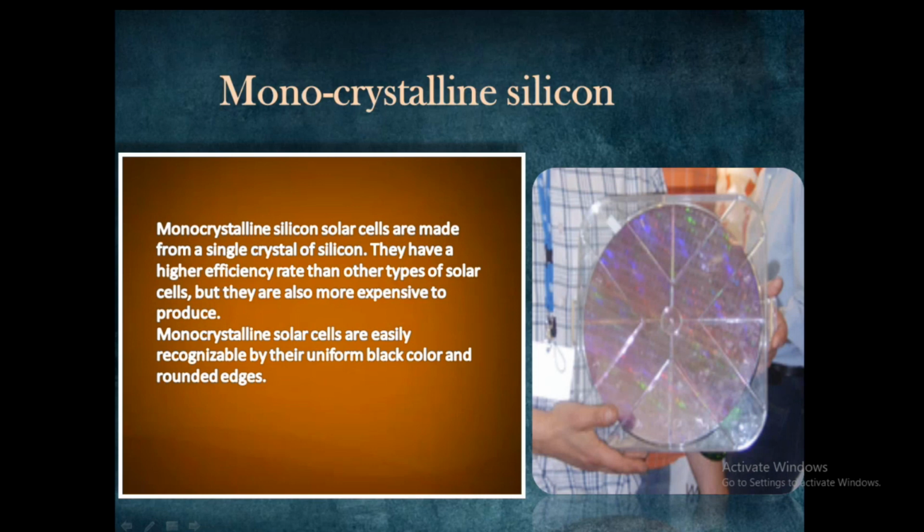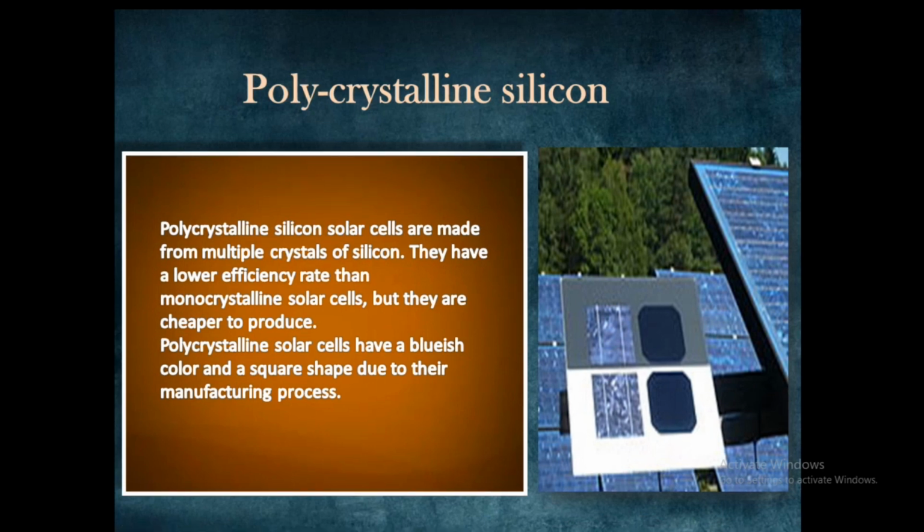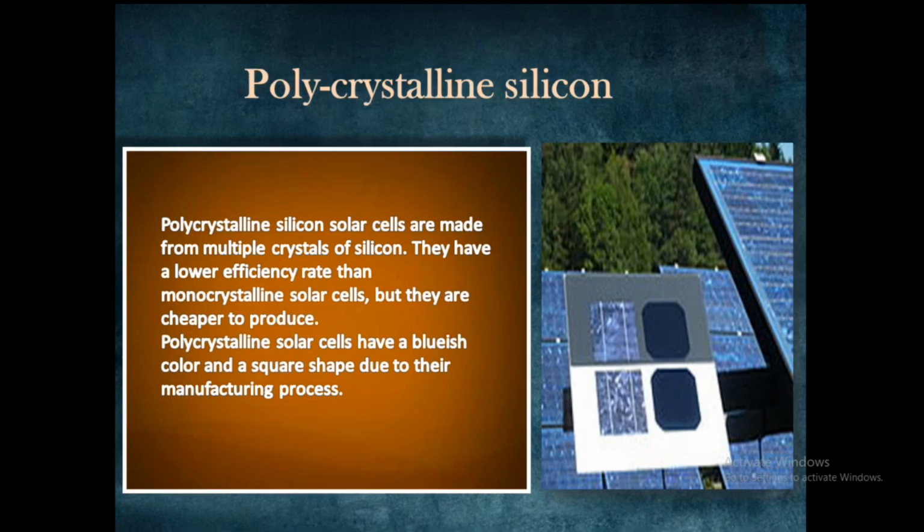Now let us see the polycrystalline silicon solar cells. These are made up of multiple crystals of silicon. They have a lower efficiency rate than monocrystalline solar cells, but they are cheaper to produce. This picture shows polycrystalline solar cells. These are made up of multiple crystals of silicon.